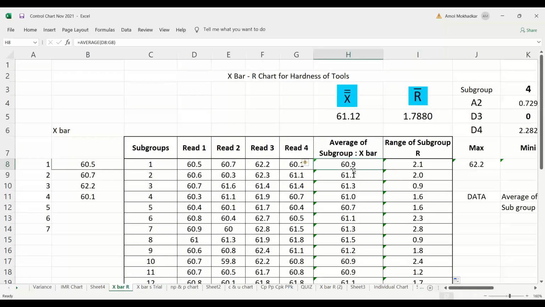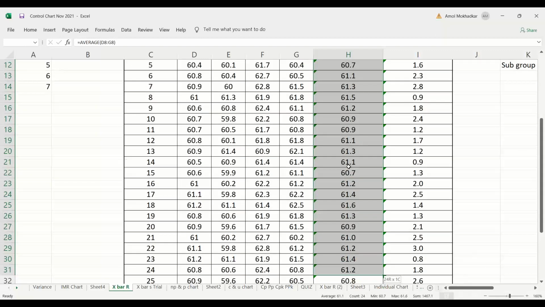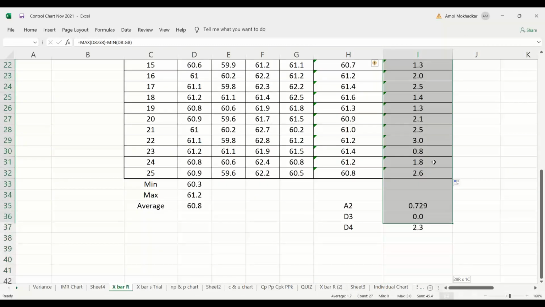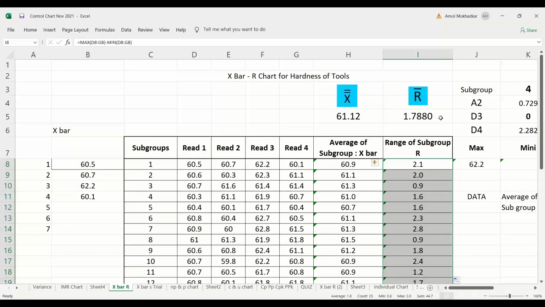Now you have the X bar data, you have the range data. Now what you require is X double bar. So how am I going to calculate X double bar? I take the average of all these readings, all the subgroup averages. That becomes X double bar. And for the range, the average of all the range data becomes my R bar.